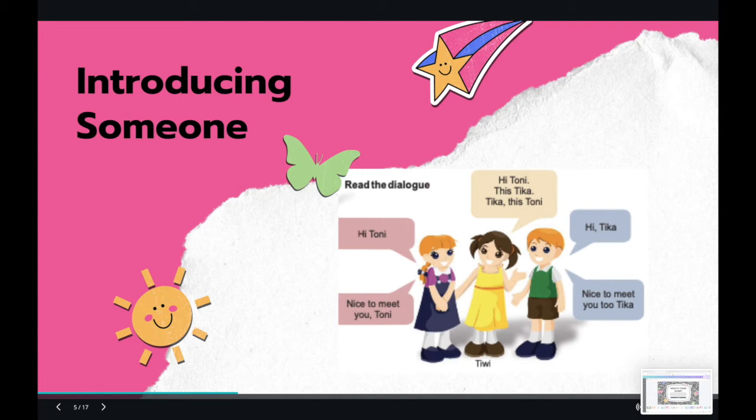Ya, di sini posisinya si baju kuning, the yellow one itu Tiwi. Dia memperkenalkan Tony kepada Tika. Di awalnya Tiwi bilang gini dulu ke Tony, hi, Tony. This is Tika. Tika, this is Tony. Jadi dia nyapa Tony dulu, terus memperkenalkan Tika. Setelah itu memperkenalkan Tony ke Tika. Itu ya alurnya.